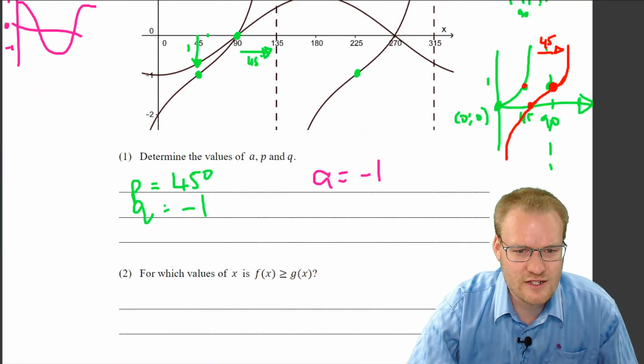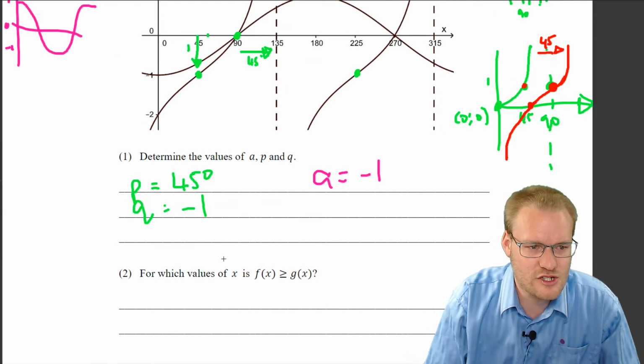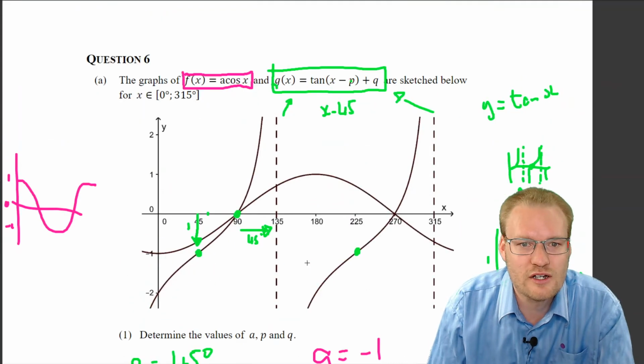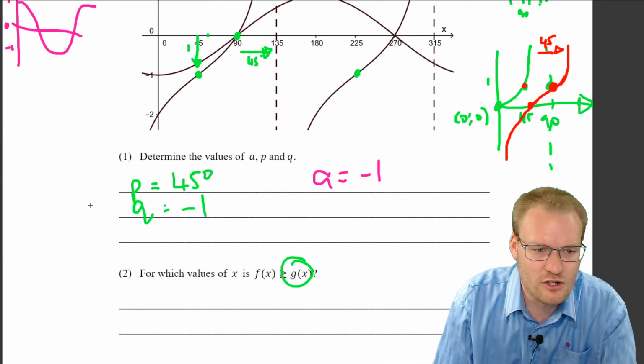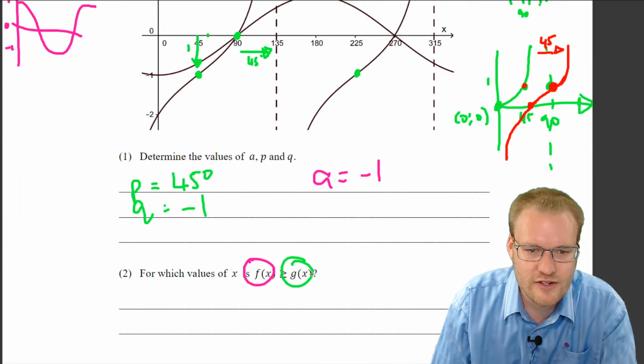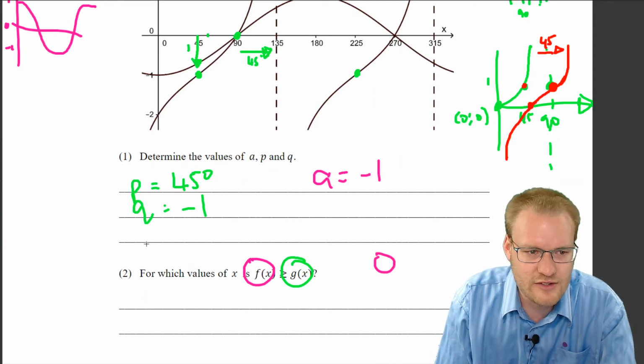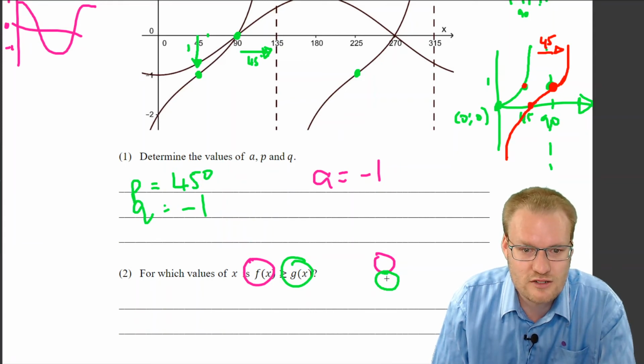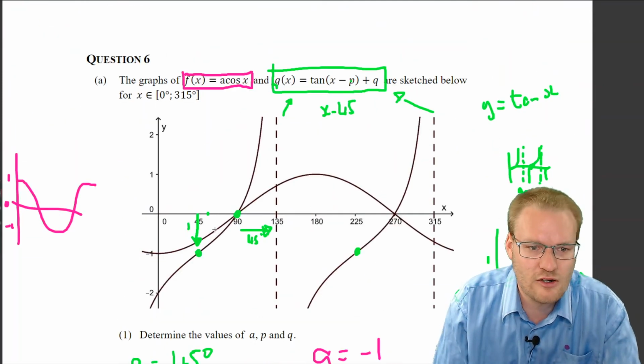For which values of x is f of x greater or equal to g of x? What does the question really mean? Which way around do I do this? G of x is green. So we've got g of x and we've got f of x, and we're asking, when is f of x greater than or equal to g of x, so when is it above or equal to g of x? So let's see. When is the pink graph, a cos x, above the green graph?